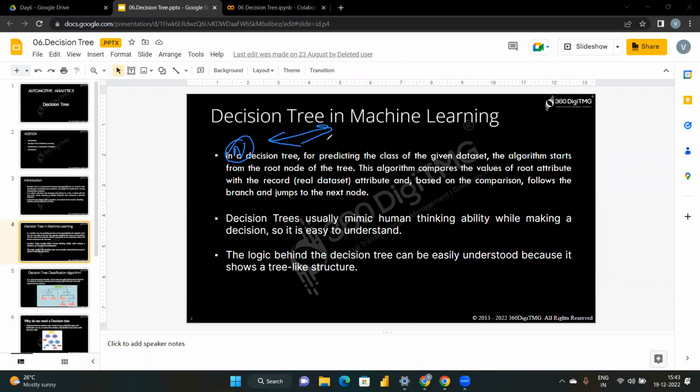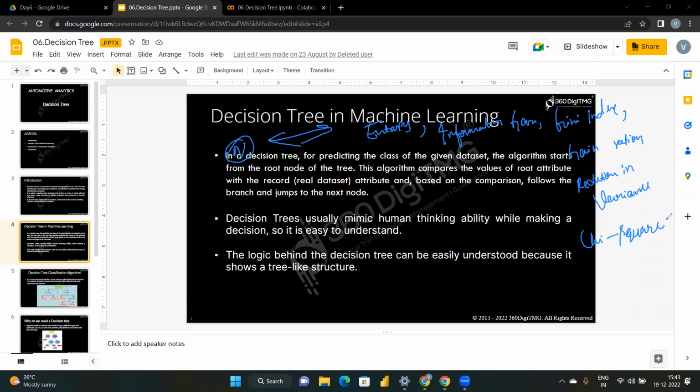They suggest using some criteria like entropy, information gain, we have Gini index, we have gain ratio, we have reduction in variance, and we have chi square. Okay, so these are the suggestions given by some of the researchers to solve the criteria.